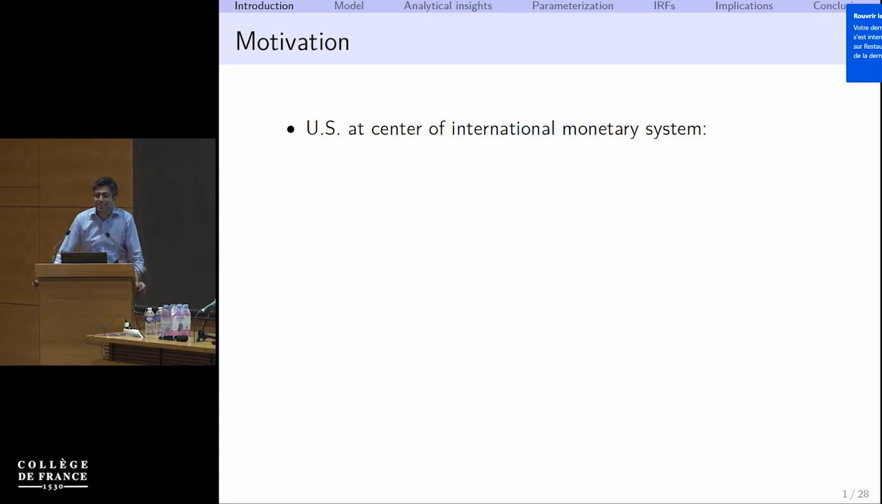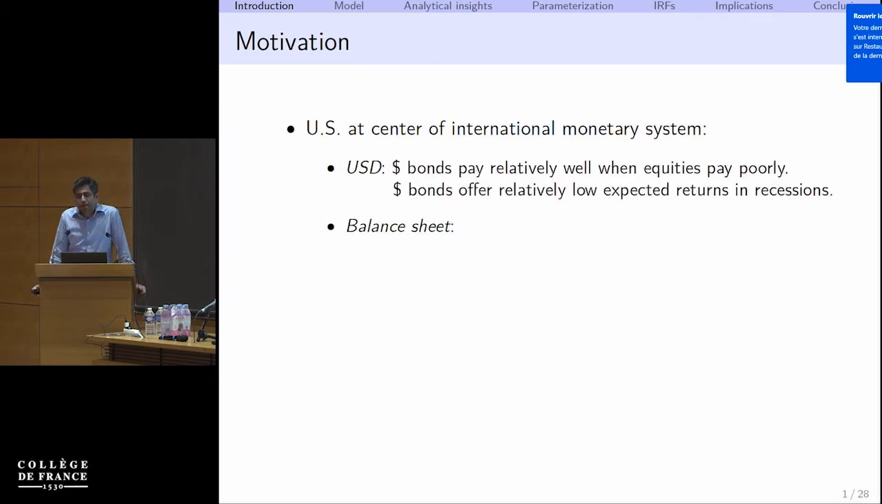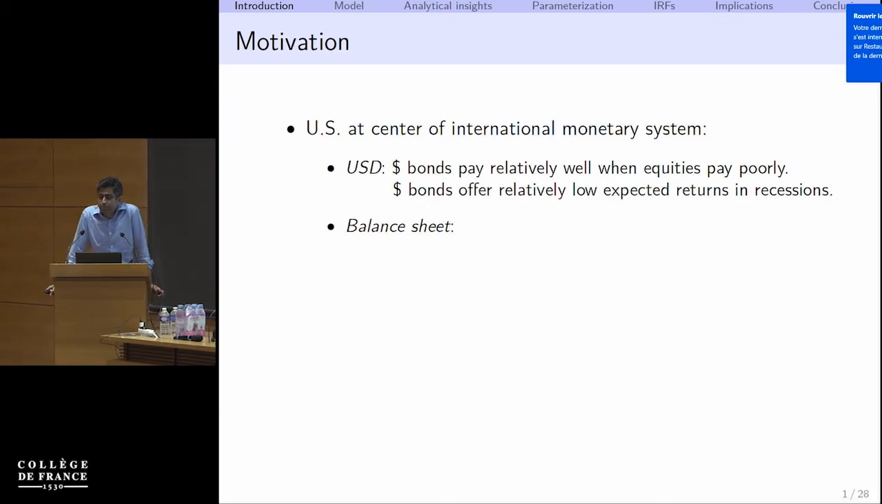In particular, it's concerned with cyclical properties of the international monetary system, and I would characterize two dimensions of cyclicality which are particularly important. One concerns the US currency in the global financial system, the dollar, and the other concerns the US balance sheet. With respect to the dollar, bonds pay relatively well when equities pay poorly, and dollar bonds also offer low expected returns in recessions when output has been declining, both of which together imply that dollar bonds are a hedge whose value rises in bad times. In terms of the balance sheet, it's well known that the US acts as an insurance provider to the rest of the world, and it loses wealth in bad times.